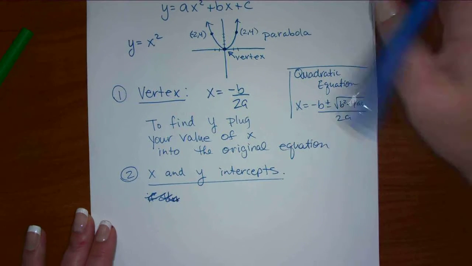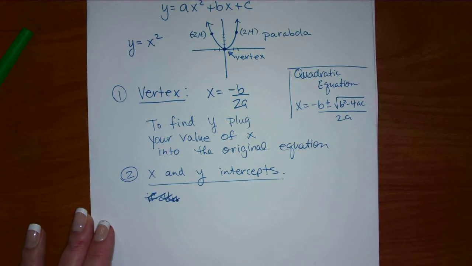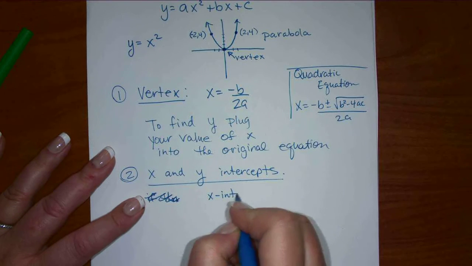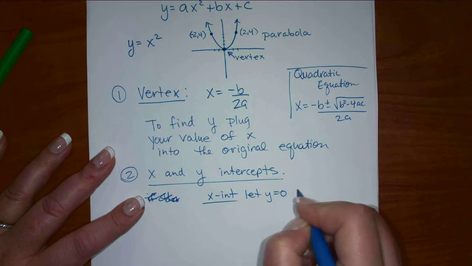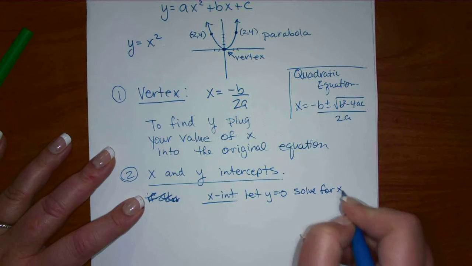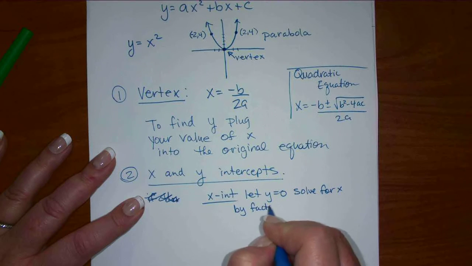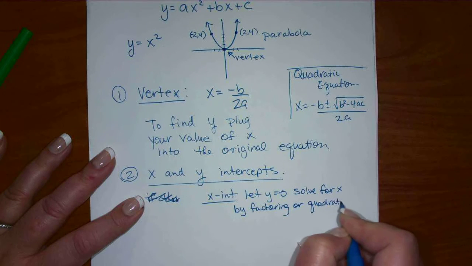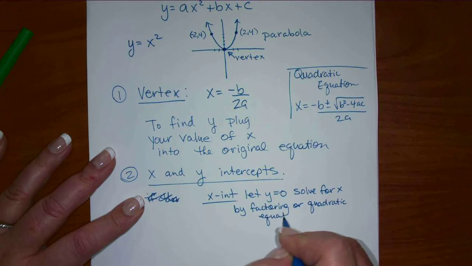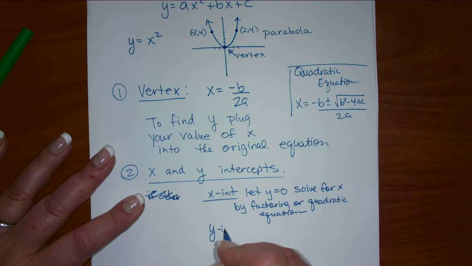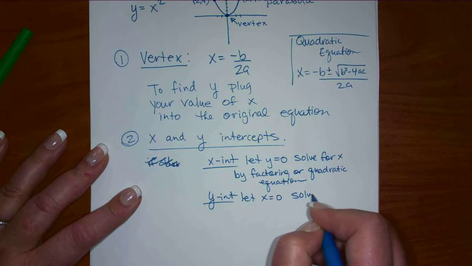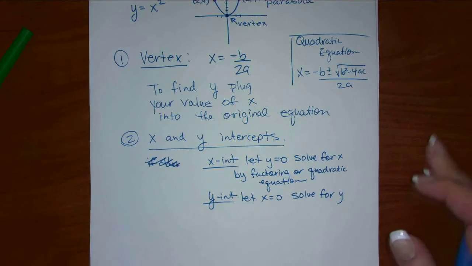Let's keep it simple. How do we find the x-intercepts? Plug in y equals 0. The y-intercepts, plug in x equals 0. So the x-intercepts, we're going to let y equal 0, and then solve for x by factoring or quadratic equation. The y-intercept, let x equal 0 and solve for y. That one's the easy one. There's no factoring or anything.